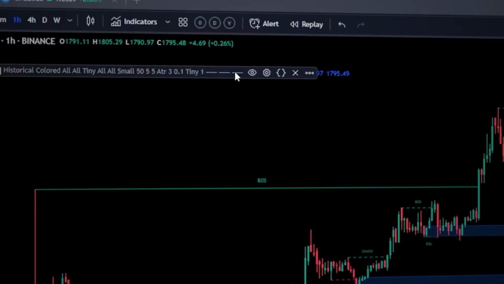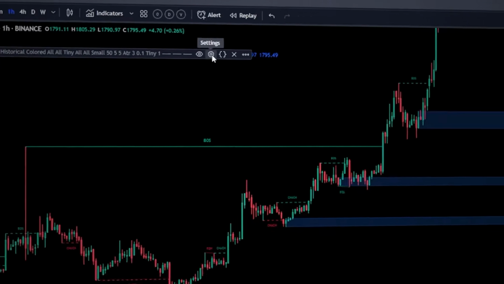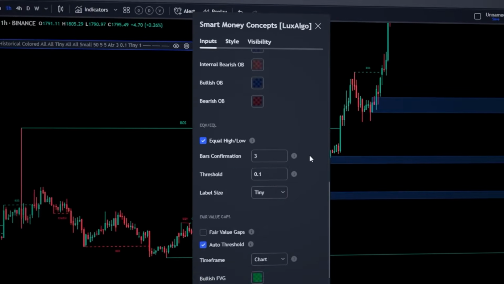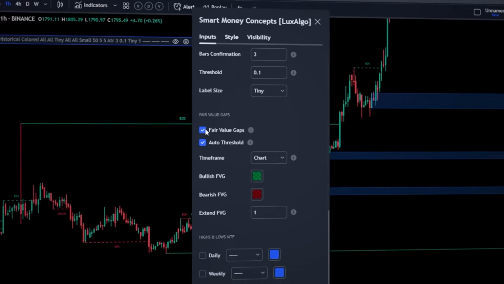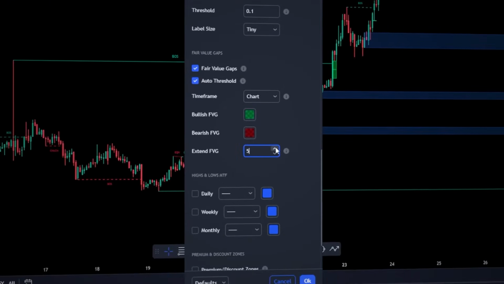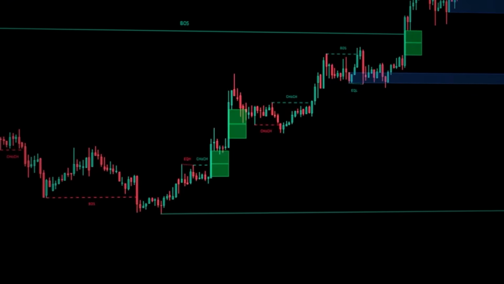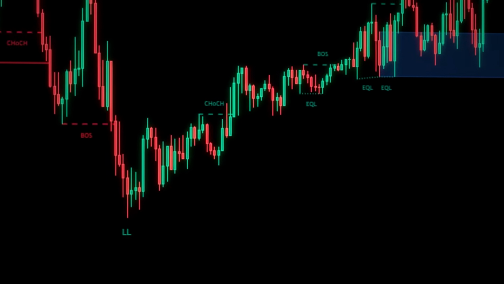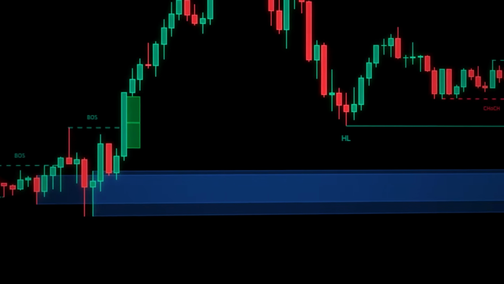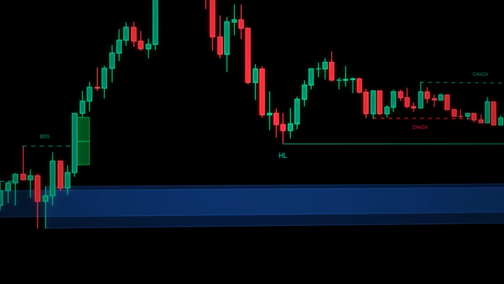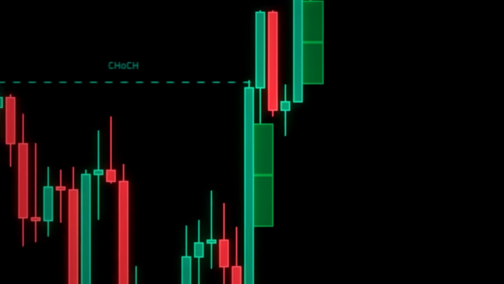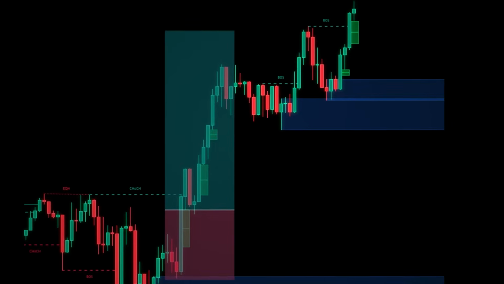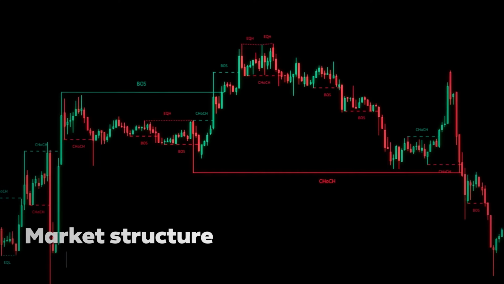To turn on fair value gaps, which you want to do, go to the settings of the indicator and scroll down to turn it on. I suggest extending them to 5 points. This helps you see them better on the chart. This indicator at first may seem very advanced to you, especially if you're a new user. But after watching this video, you will learn all the terms and how to effectively use this indicator to profit in trading. First, we'll start out with market structure.